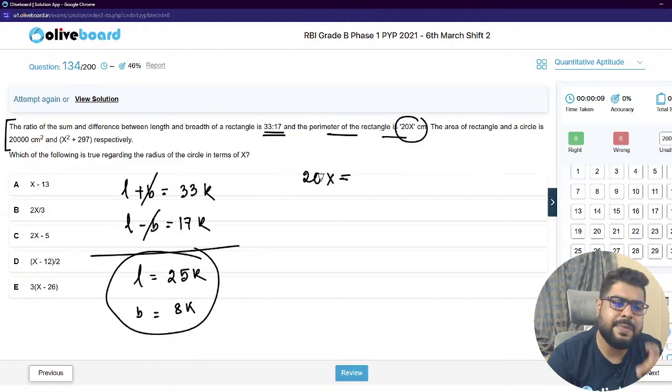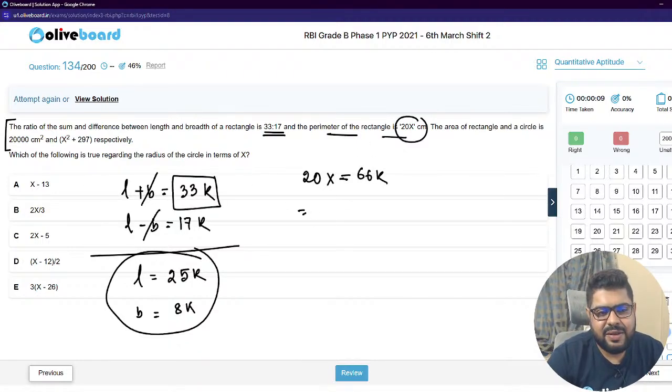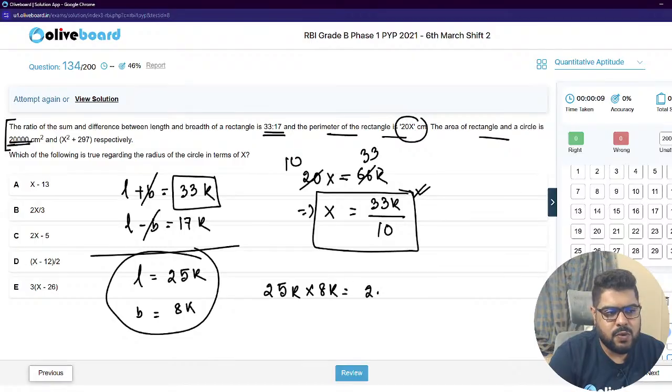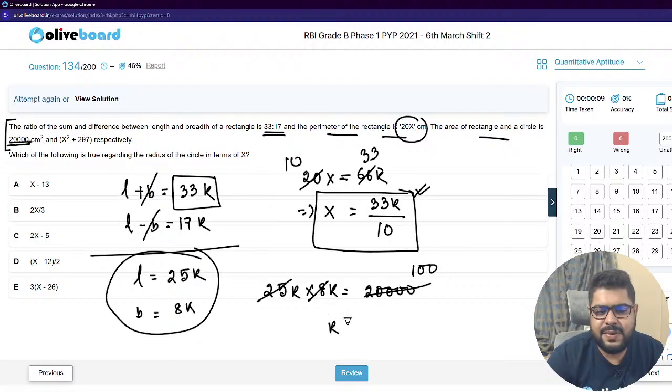Perimeter of the rectangle is given as 20x. The perimeter will be double of this, 2 into L plus B. So 66k. So x becomes 33k divided by 10, sir. Keep it for the time being. Area of the rectangle is 20,000, meaning L into B, 25k into 8k. That is 20,000. 25 and 8 is 200. Cancel, and 100 remains. k square is 100. k is plus minus 10, sir.